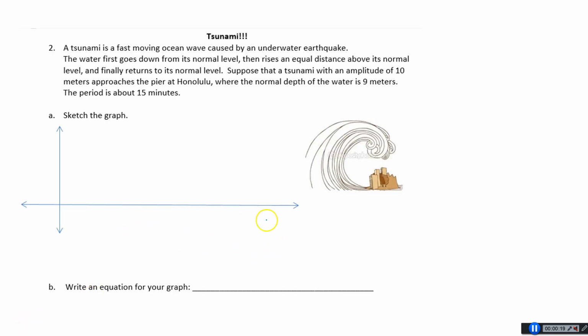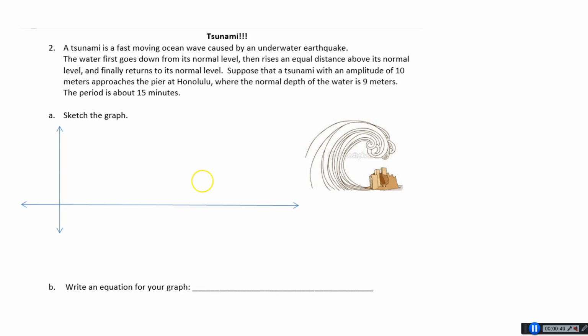Alright, so we have a tsunami here, first of all. A fast-moving ocean wave caused by an underwater earthquake. The water first goes down from its normal level, then it rises an equal distance up above its normal level, and finally returns to its normal level. That sounds sinusoidal. Suppose a tsunami with an amplitude of 10 meters approaches the pier at Honolulu, where the normal depth of the water is 9 meters. The period is about 15 minutes.